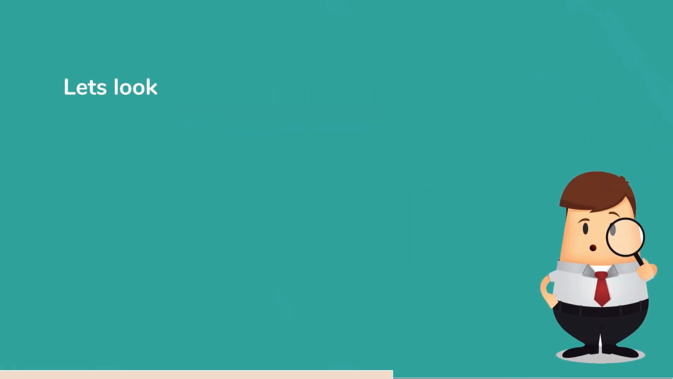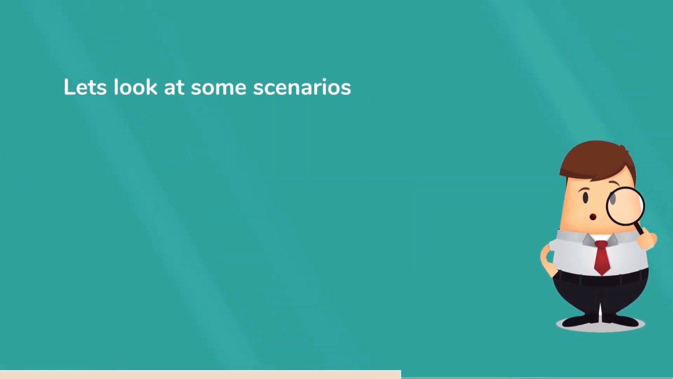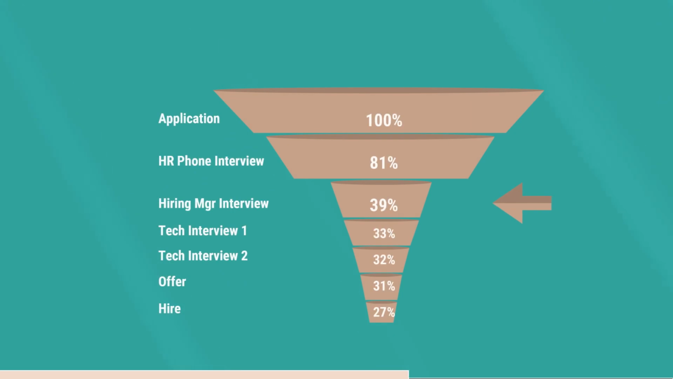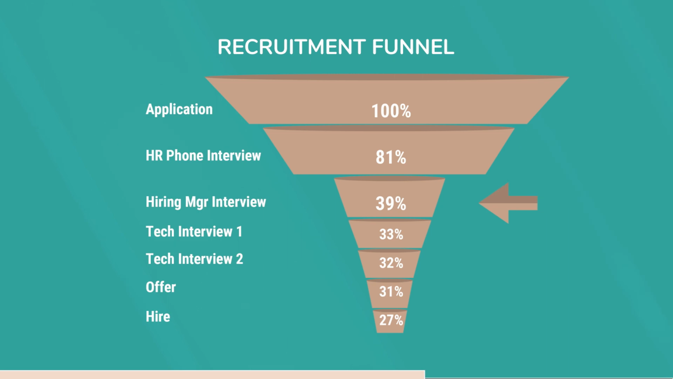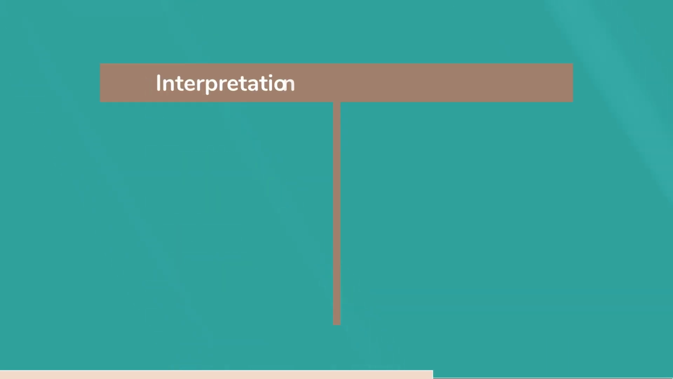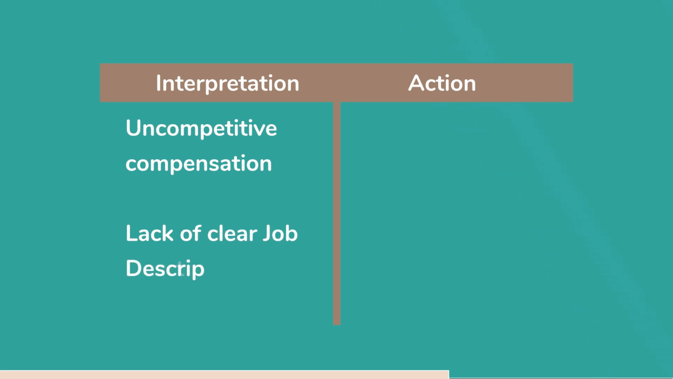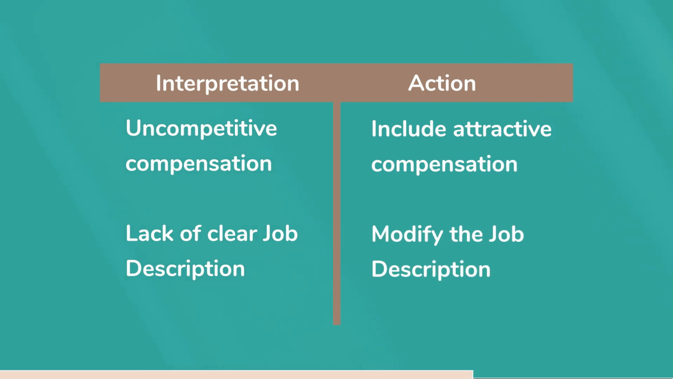We shall look at some scenarios to get a better understanding. In the example shown here, as you can see, there is a significant drop after the initial phone interview process. This might be due to factors like uncompetitive compensations, lack of clarity in the job description, etc. And as a corrective measure, the recruiter might include attractive compensations or make modifications in the job description.